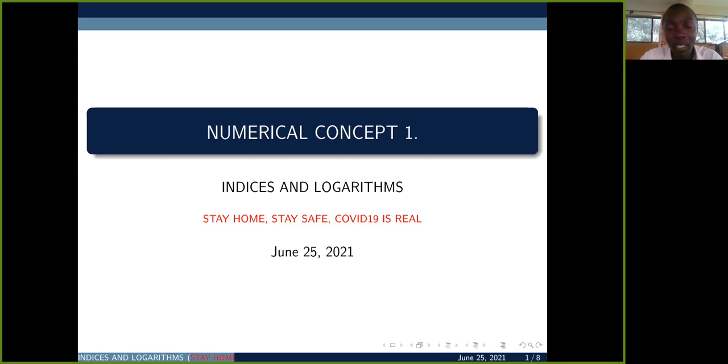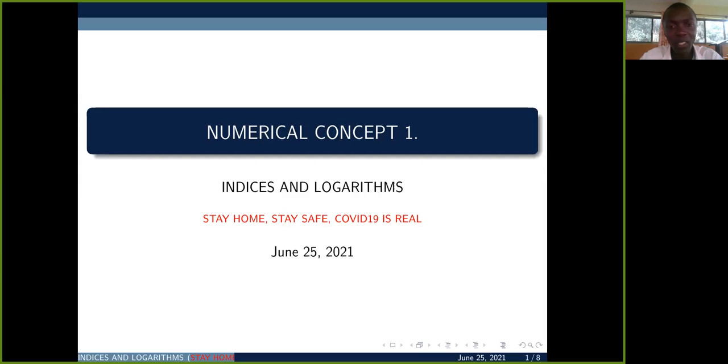and numbers respectively. By the end of this topic, having understood very well the numerical concepts, you'll be able to work out any mathematical problem very easily and in a very understandable way. So that's what we are going to be looking at. But basically, we are going to look at what we call indices and logarithms.